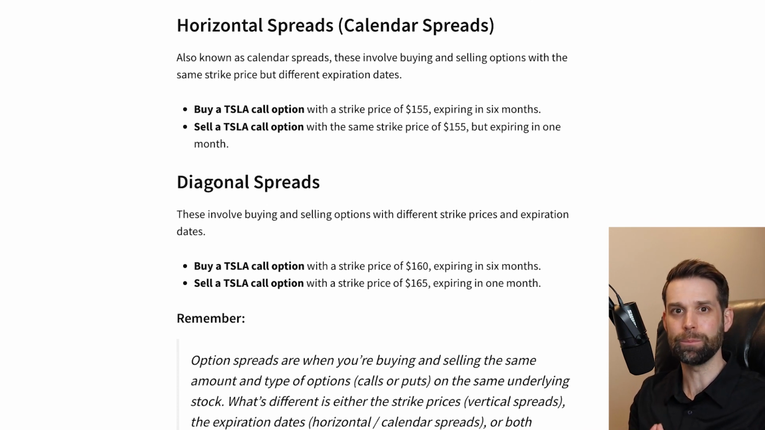So what happens here is the strike prices are the same, but the expiration dates on the options contracts differ. So again, if we're just talking Tesla stock here, you might want to build one of these by buying a call option with a strike price of, say, $155 that expires in 6 months. And at the same time, you sell a call option with the same strike price, 155, but the expiration date would be 1 month. So that is a horizontal spread or a calendar spread.